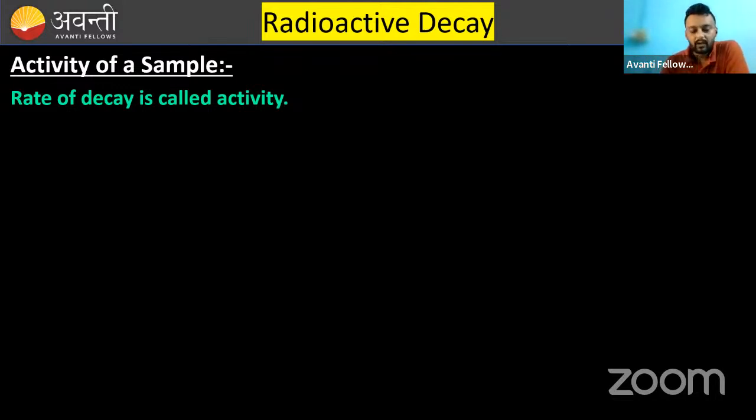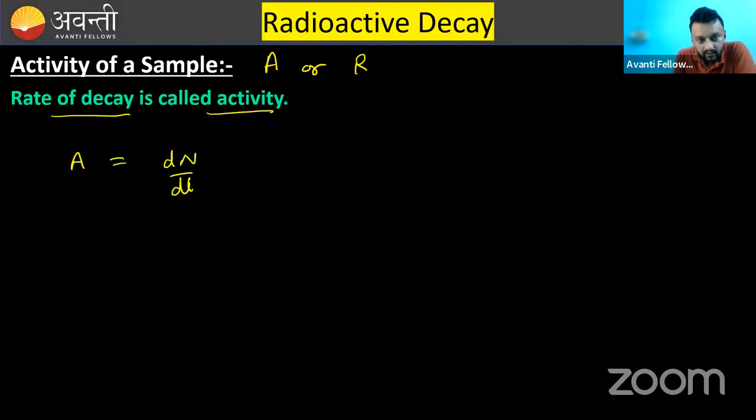Activity of a sample. Generally it is denoted by either A or R. Any one symbol you can choose, A or R. Now the second thing is rate of decay is called activity. Rate of decay is called activity. That means activity is nothing but rate of decay. Is it clear? Activity is nothing but rate of decay, but we know from the previous slide that dN over dt is equals to lambda N.